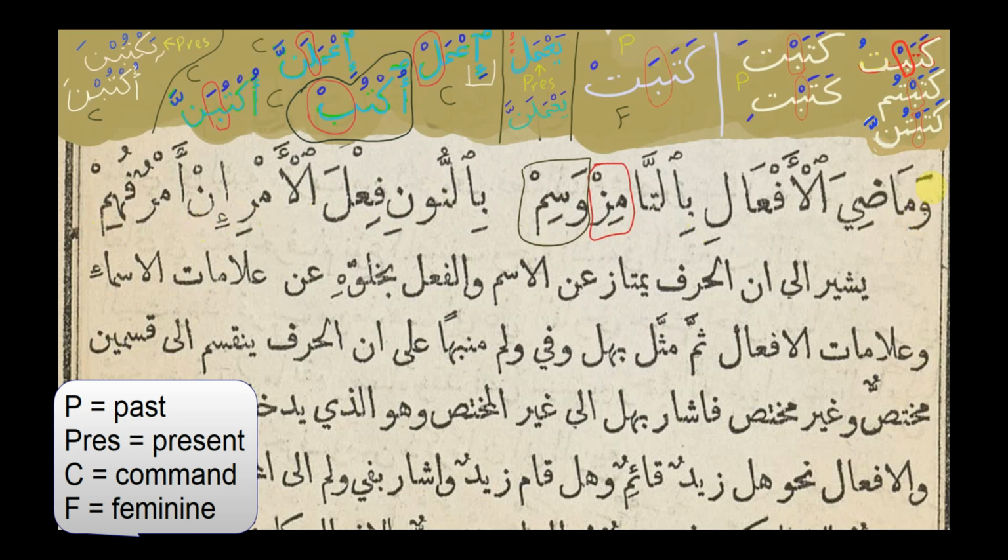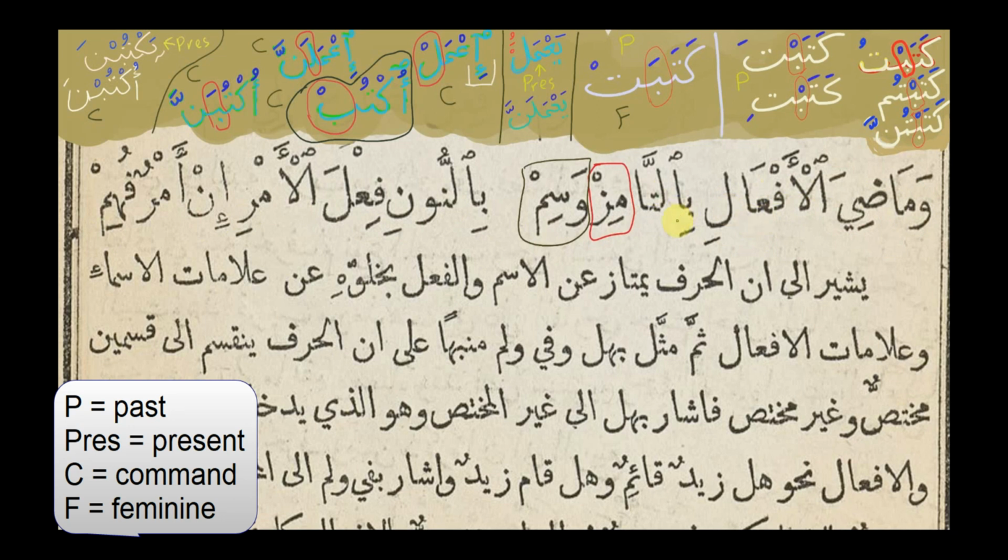The wa is أنت. This is in continuation from the verse in this poem before it. So this wa is here to continue that discussion. ماضي الأفعال. The past. ماضي is past. ماضي الأفعال, the past of the verbs, meaning the past verb.